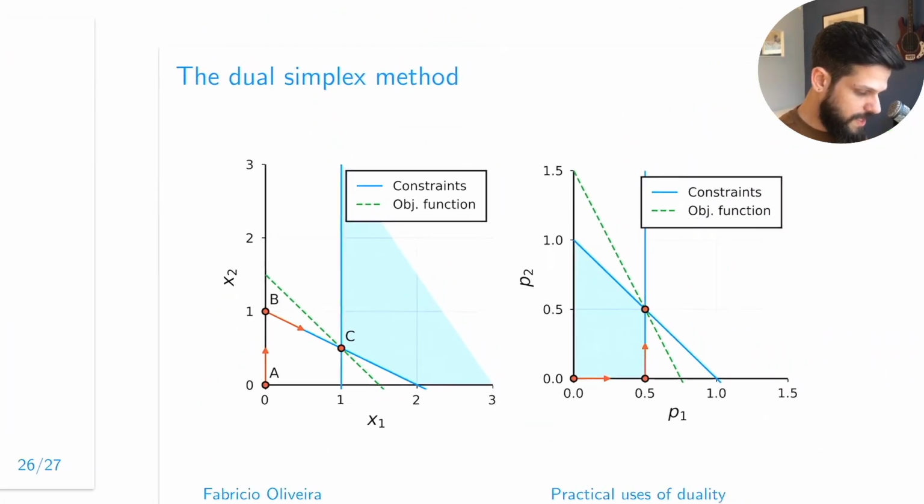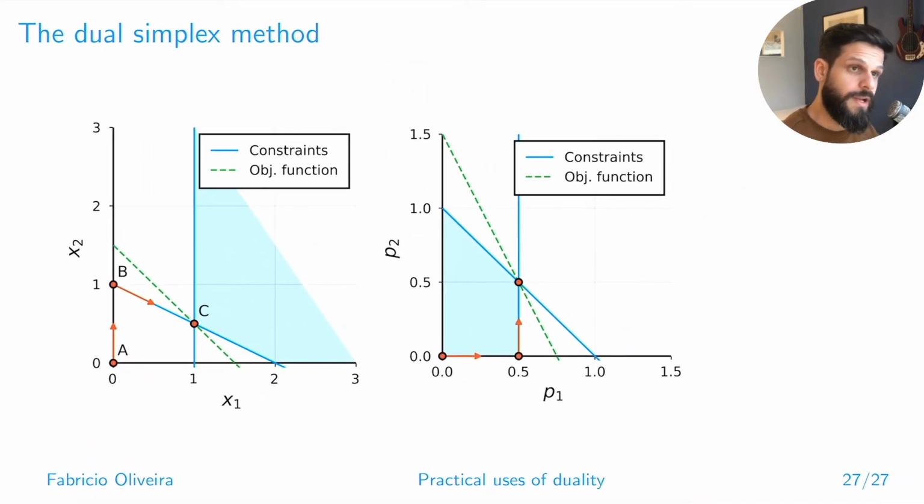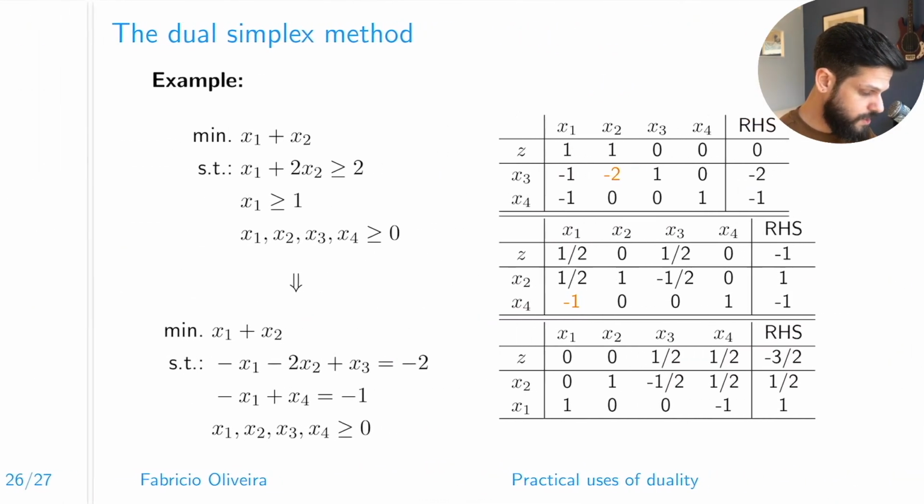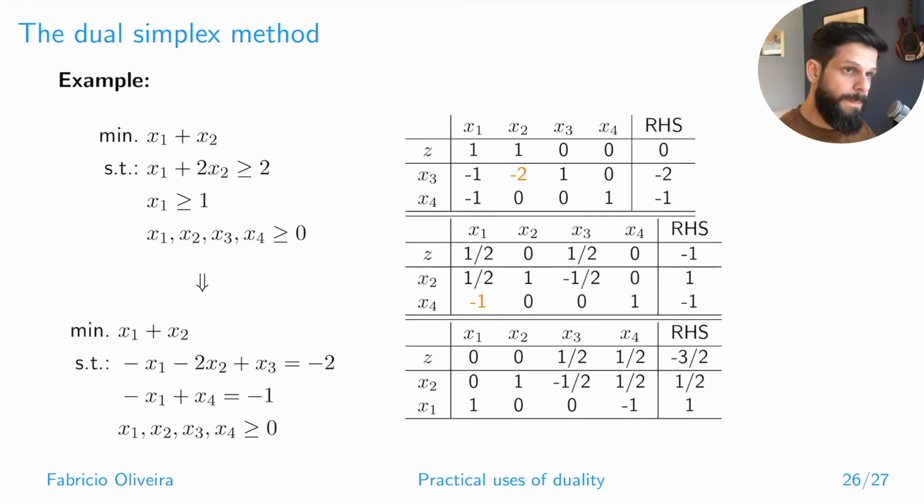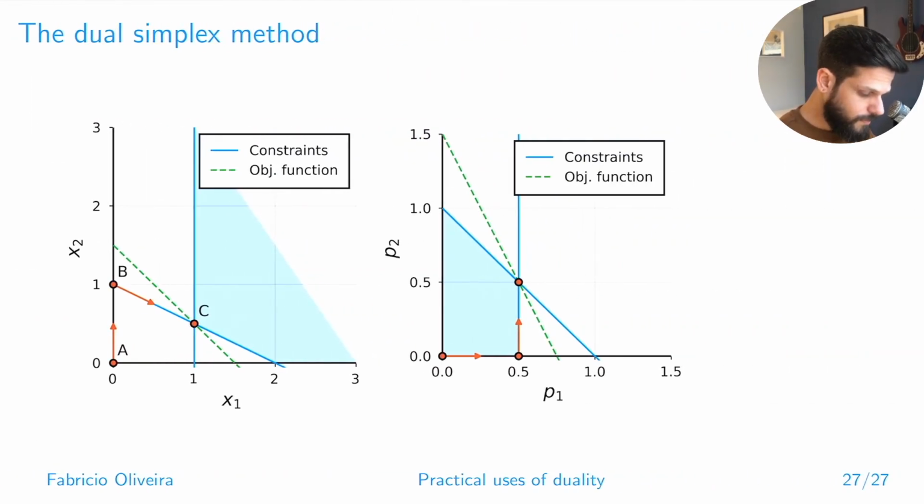Now, if I looked at the dual space, one thing that I could do is simply write the dual of this problem and solve it with a primal simplex method. That would show us the following. I would have started from the 0,0 point. You'll see that it doesn't need two phases. Then it takes me to the point half, 0, and then we end up at the point half and half.